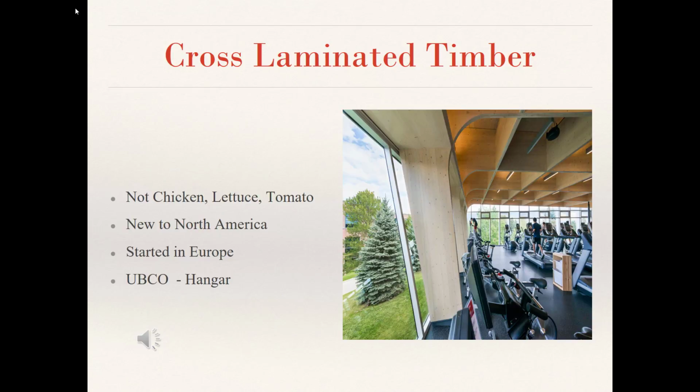Okay, so the first engineered timber product we will discuss is the cross-laminated timber, also known as CLT. Not to be confused with the popular sandwich choice, chicken, lettuce, tomato. CLT is relatively new in North America and is more widely used in Europe, where it originated as a building practice. Here at UBCO, CLT can be seen at the hangar student gym as part of the wall and roof structure.